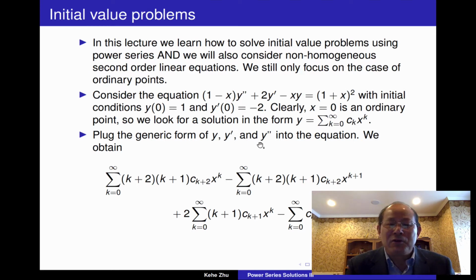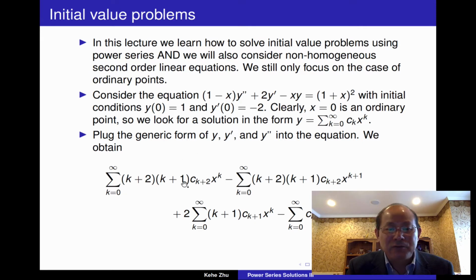If you don't remember, you go back to your previous lectures, and you're going to find formulas for y prime and y double prime in generic form. Anyway, you plug the generic form into the equation. Now, when I plug the y double prime into the first term and multiply it out, I'm going to have 1 times y double prime, and then minus x times y double prime. The 1 times y double prime is exactly the first term over here. That's exactly the formula for y double prime, minus x times y double prime.